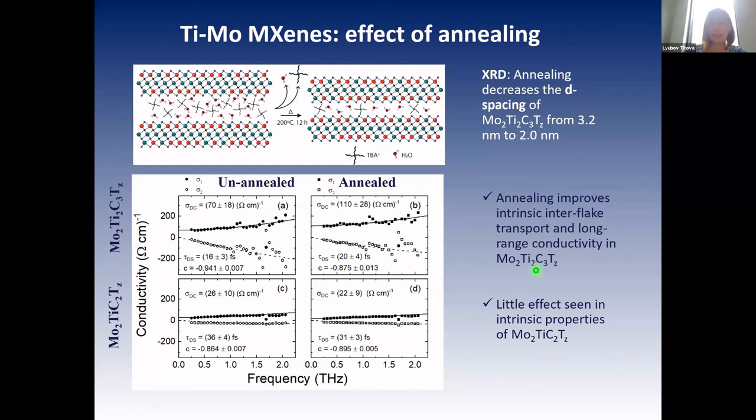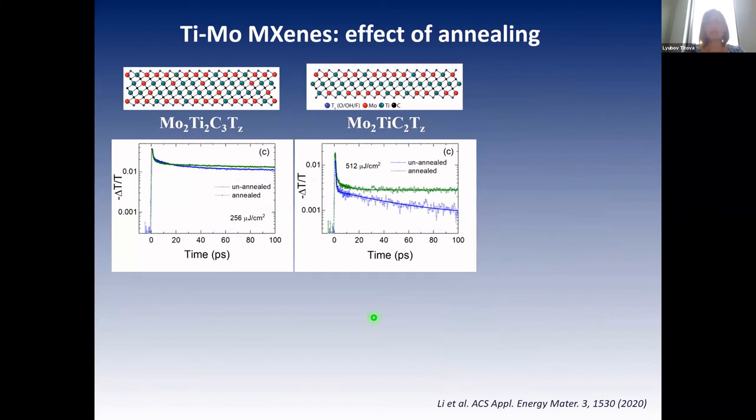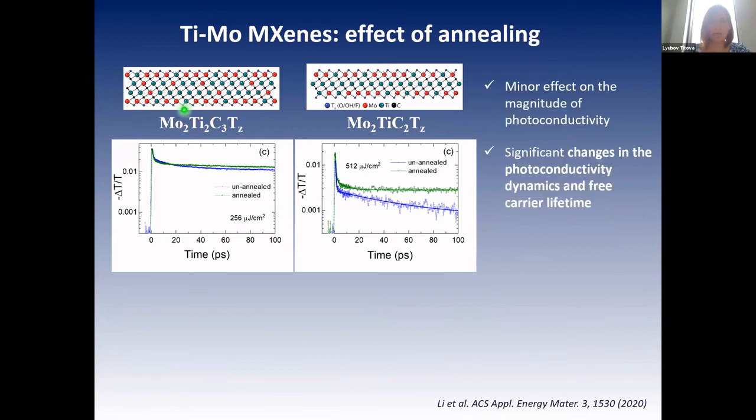What we find is that annealing somewhat improves intrinsic interflake transport and also long-range conductivity in moly 2 titanium 2 C3. That is evidenced by their C parameter, which tells us just how confined the carriers are to their flakes. It gets less negative, but it has very little effect on the other MXene. The major effect that we saw was again on the photoconductivity, right? In both of these cases, annealing had a very minor effect on the peak photoconductivity, so on the initial injection of carriers contributing to photoconductivity.